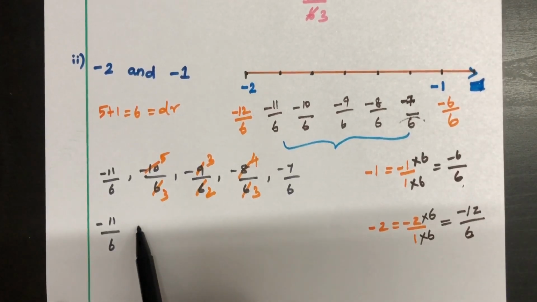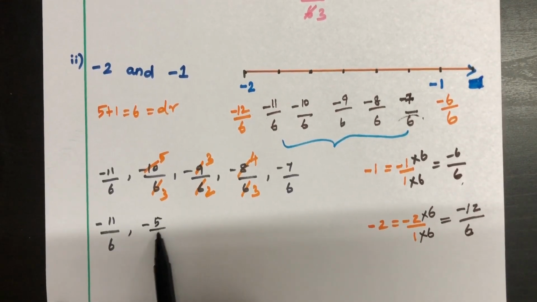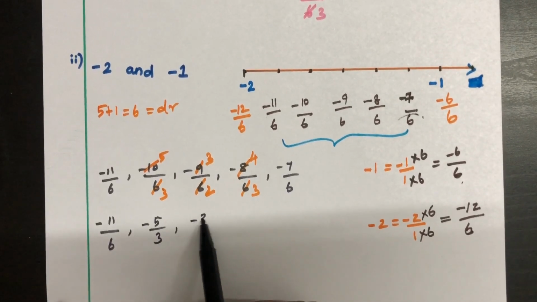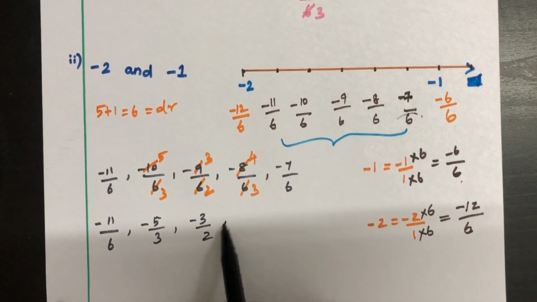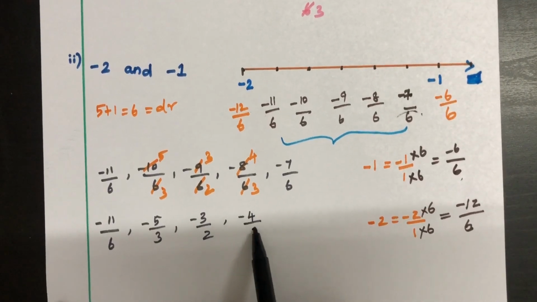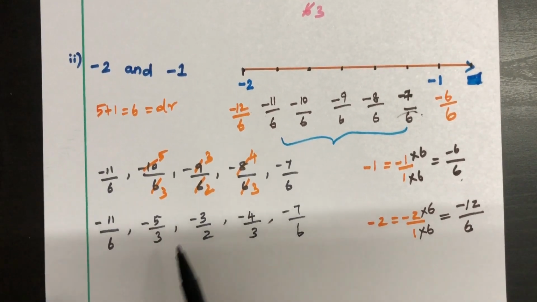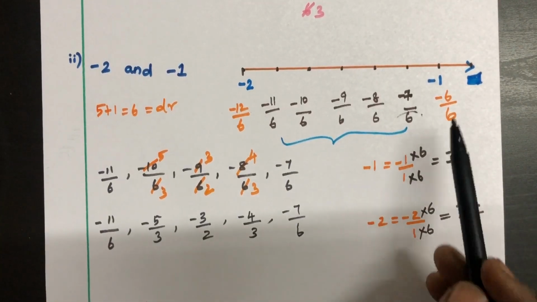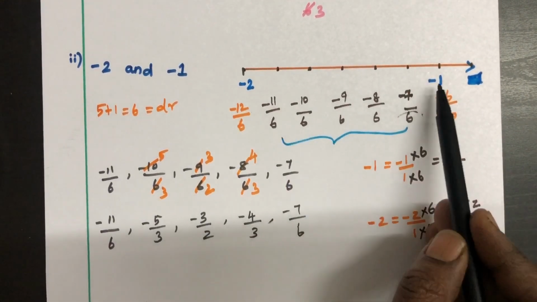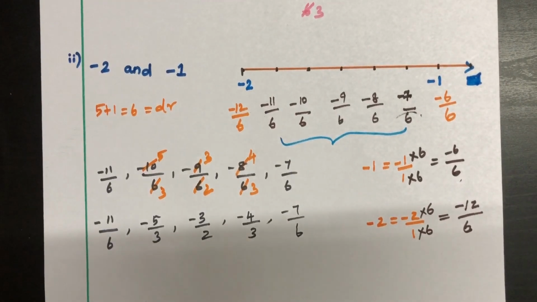Now this is minus 5 by 3. Simplest form. That's all. Minus 3 by 2, comma, minus 4 by 3, minus 7 by 6. These are the 5 rational numbers in between minus 1 and minus 2. That's all.